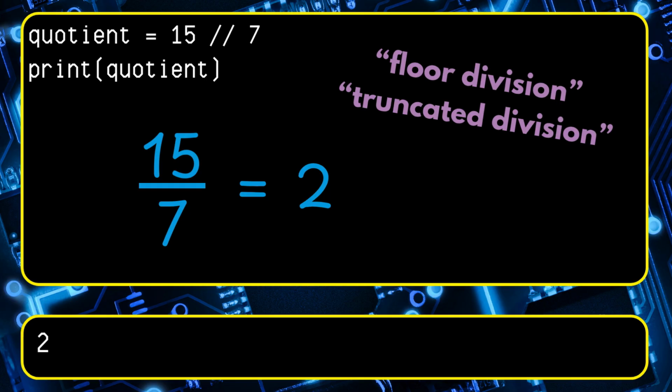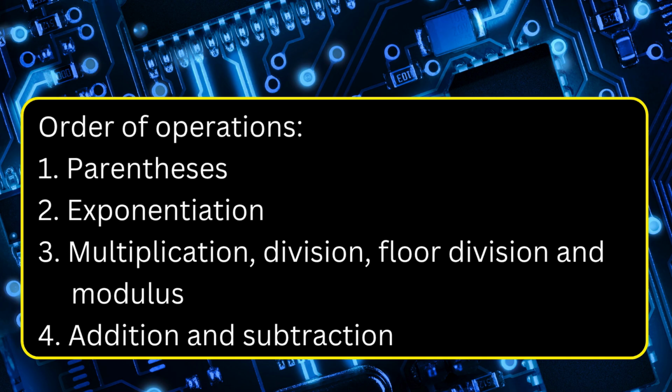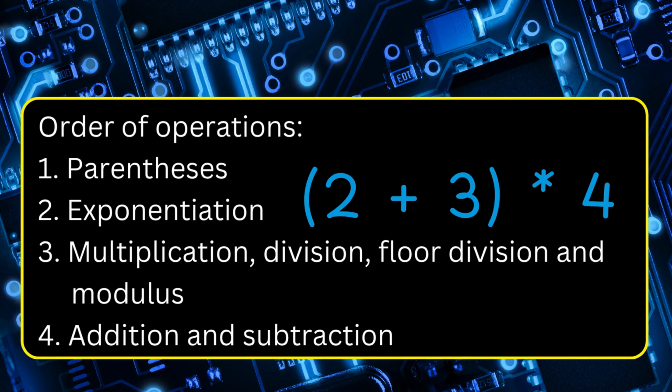Just like in your math class, there are rules for the order of operations. When Python evaluates or calculates a line of code, it'll do exponents first, then multiplication and division, and then addition and subtraction. And just like in math, we can use parentheses to force an order of operations, like if we want 2 plus 3 to happen before we multiply by 4.